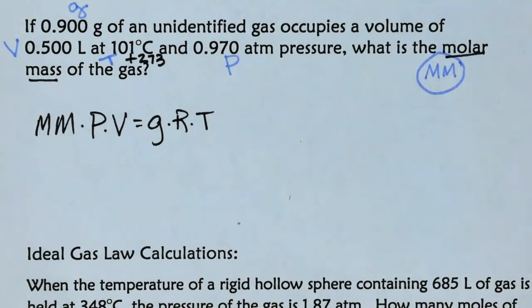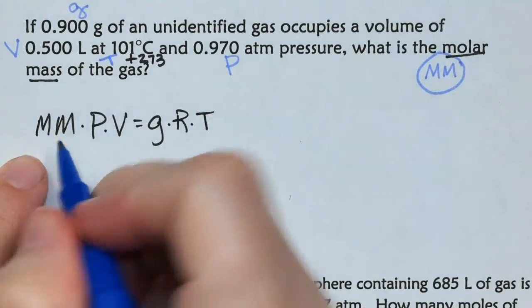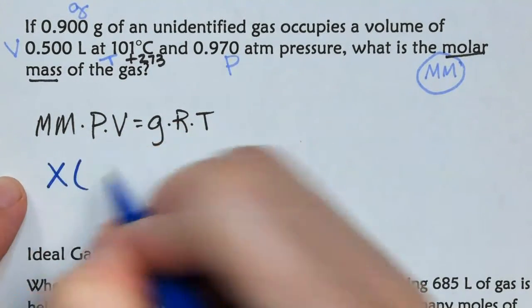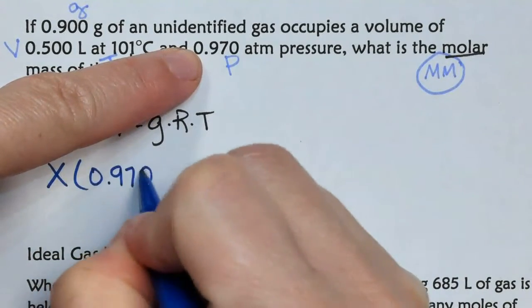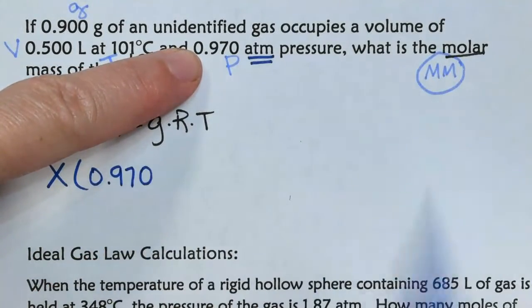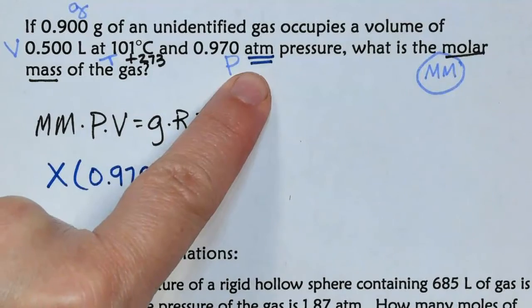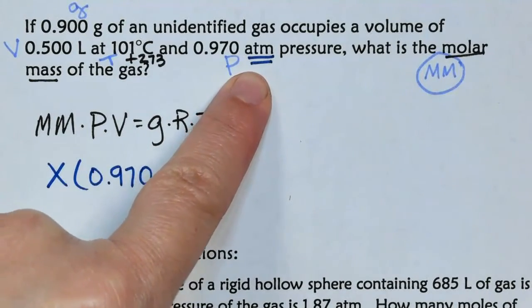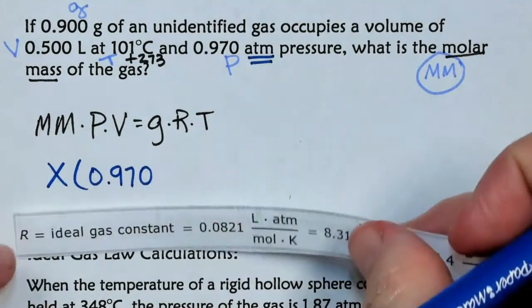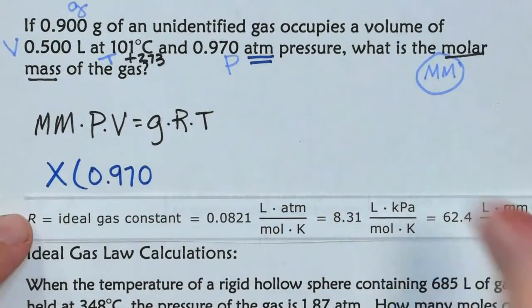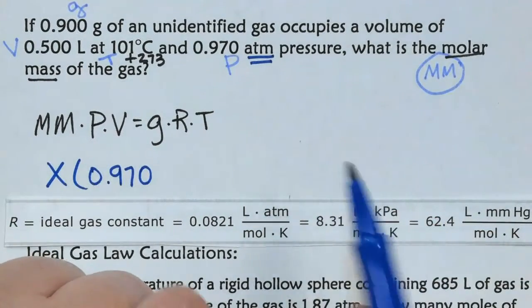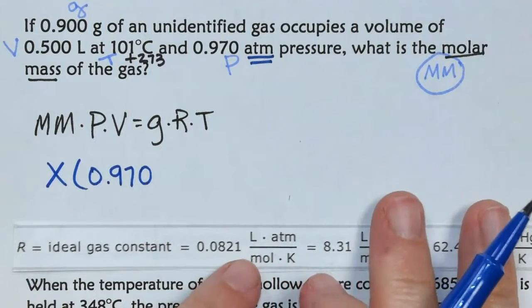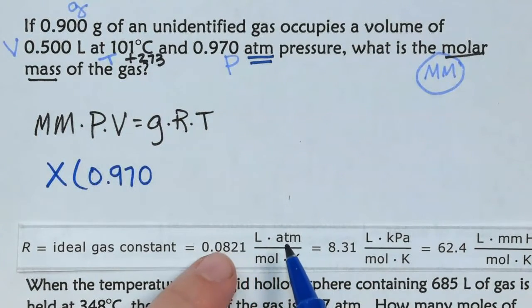So now I can plug in the values that I have in my equation below. Molar mass is my X times the pressure I was given, which was 0.970, and it is very important to note that that pressure is in atmospheres, which is going to tell us what value of R we're going to choose. So we're going to look for R, and since this is in atmospheres, that means I want to choose the R constant that's also in atmospheres, which is going to be this one right here.